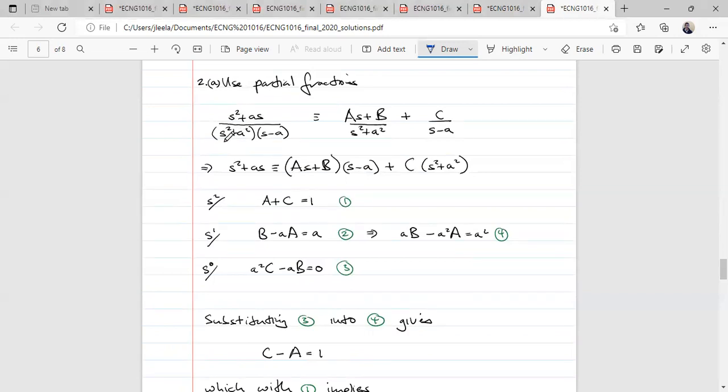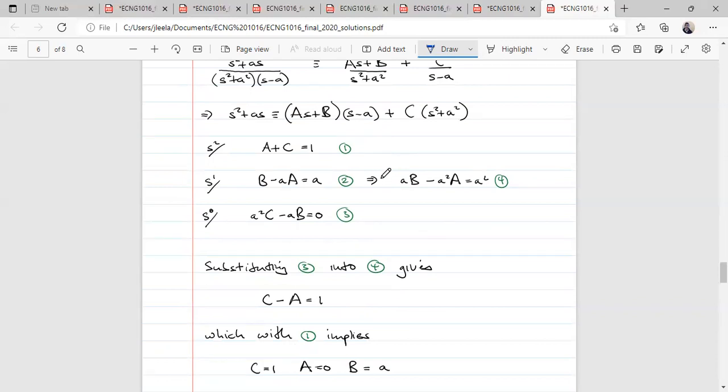So this is your s squared plus as over s squared plus a squared into s minus a. This bottom part here could be factorized into this here. So you end up getting, using partial fractions, As plus B over s squared plus a squared plus C over s minus a. And then you multiply throughout by s squared plus a squared times s minus a, and you'll get As plus B into s minus a plus C into s squared plus a squared. And then if you equate coefficients here, you'll get A plus C is 1, B minus aA is equal to a, and then a squared C minus aB is equal to 0.